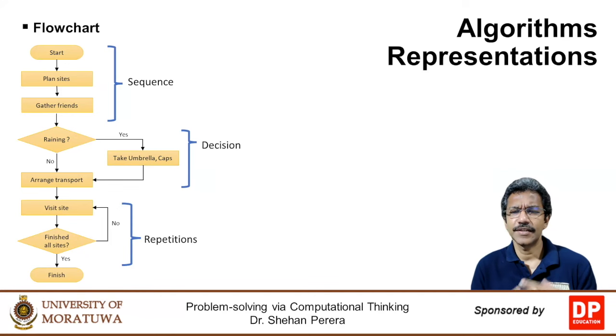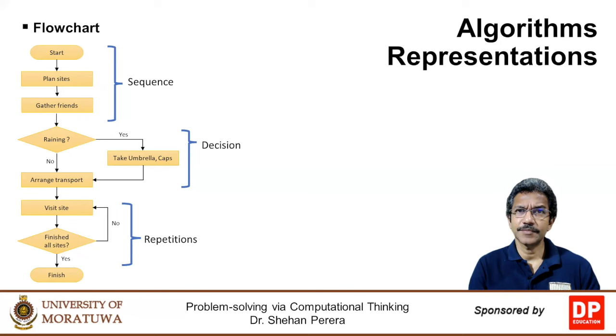We find a vehicle and then we start visiting the different sites that we decided to visit. So until we finish all the sites that we have decided to visit, we will be repeating the same thing again and again. So that's an example of repetition. We can represent this algorithm as a flowchart. We will learn more about flowcharts when we learn more about algorithm design and go further in programming. For now, think of it as a diagram that can help us to put the steps that are required to solve the problem in a diagrammatic manner.